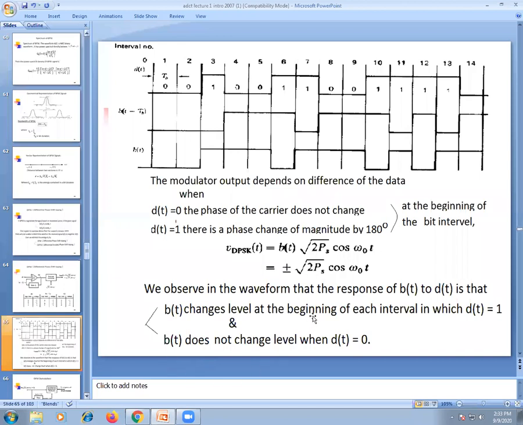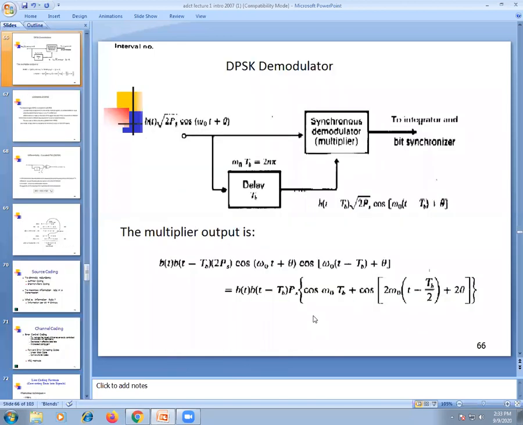Okay, now go for the DPSK demodulator. In a DPSK demodulator, the v(t) signal is given as root 2 Ps cos(omega naught t plus theta), and the synchronous detector or multiplier is the same as in the BPSK block diagram. So always you can refer to the BPSK block diagram.